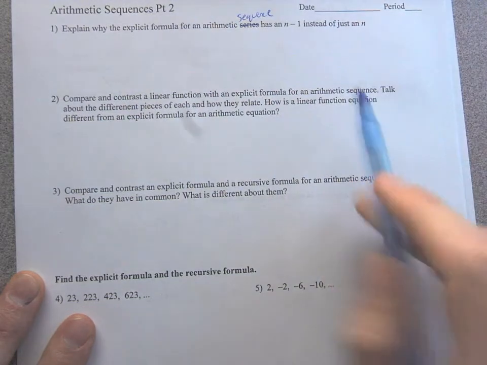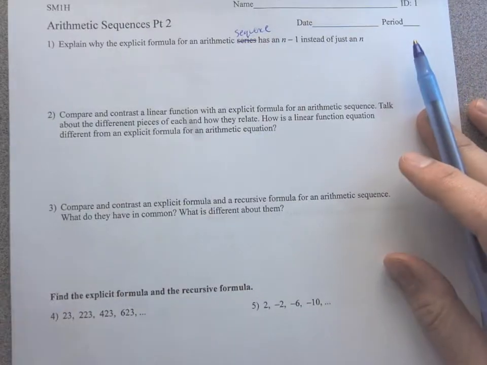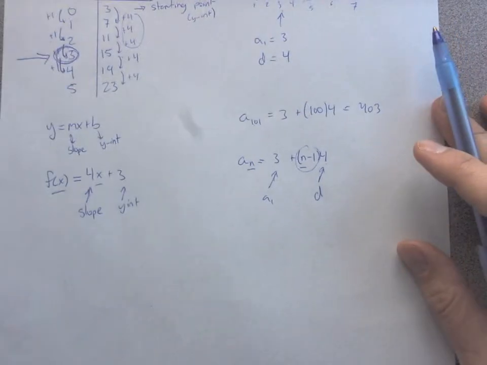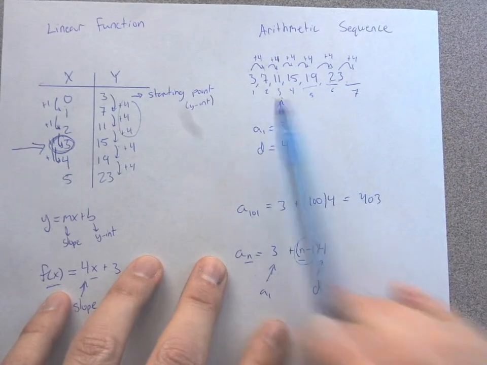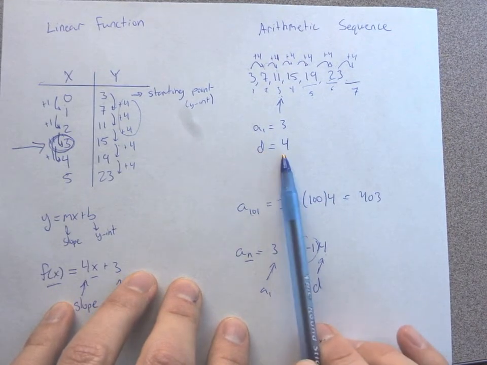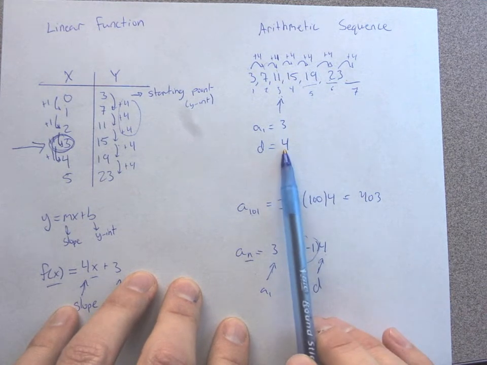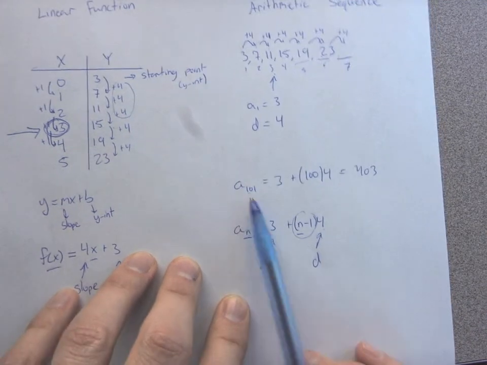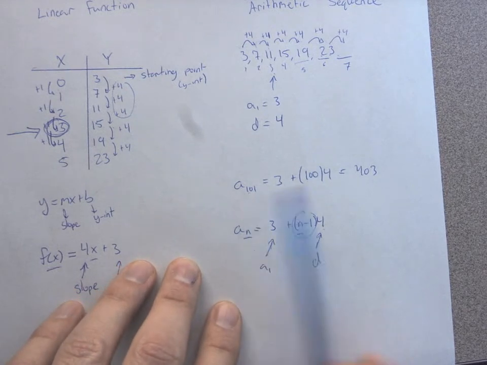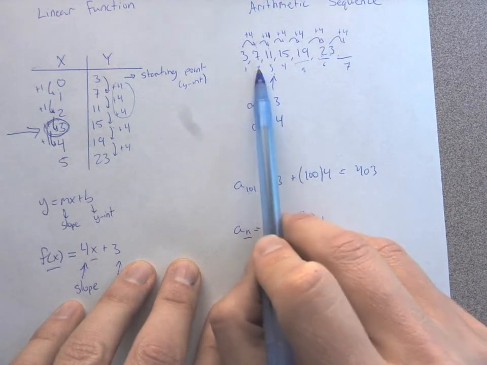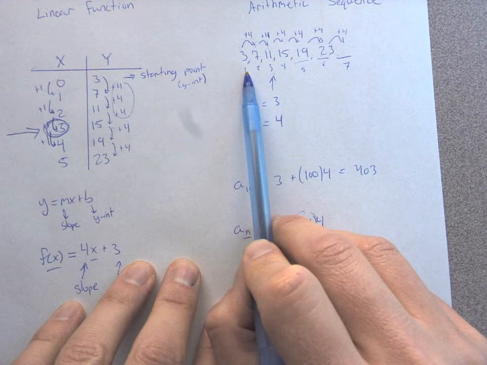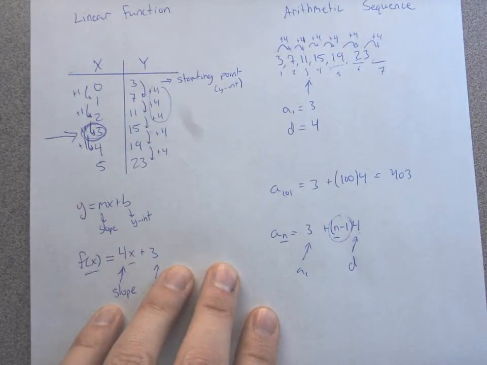Sequence, excuse me, has an n minus 1 instead of just an n. Okay, it goes back to this idea. Now you'll put this in your own words, and you can even use this as an example if you want. But the idea is when you're adding the common difference a bunch of times, you've added it one less than the term number you're at. So if you want term 101, you've only added 4 100 times because we don't start adding until term 2. We don't add on term 1 because this starts at 1 and this starts at 0. So put that in your own words, but that's kind of the idea there.